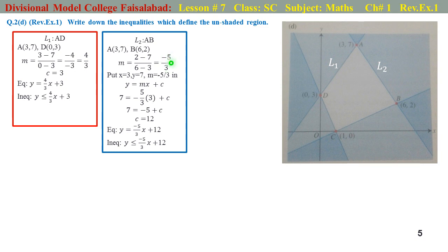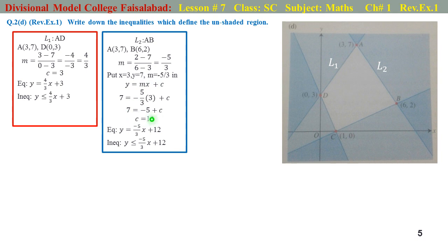Now to find c, we will use this value of gradient and the coordinates of any one of these 2 points to find the value of c. We will put x is equal to 3, y is equal to 7 and m is equal to minus 5 by 3 in this equation, y is equal to mx plus c. Putting these values and simplifying, we get the value of c, which is 12.